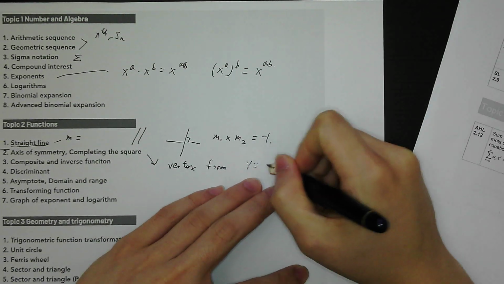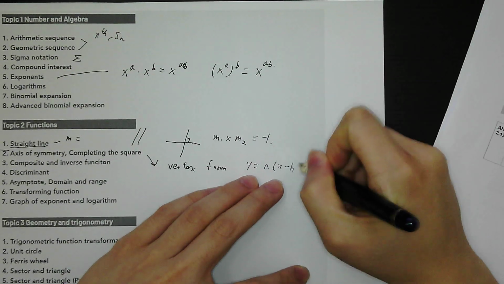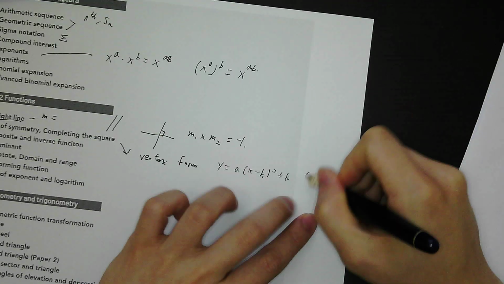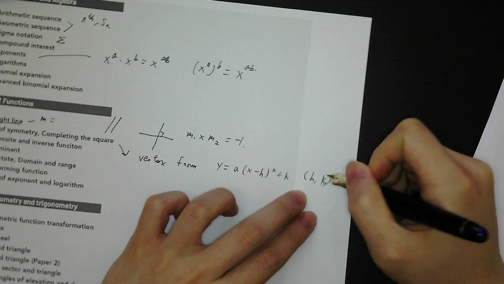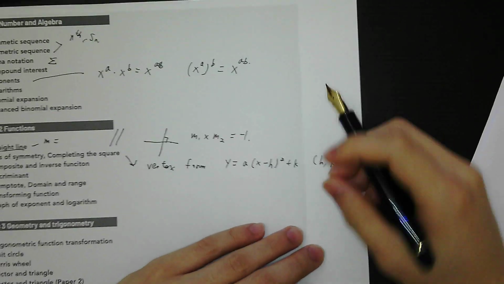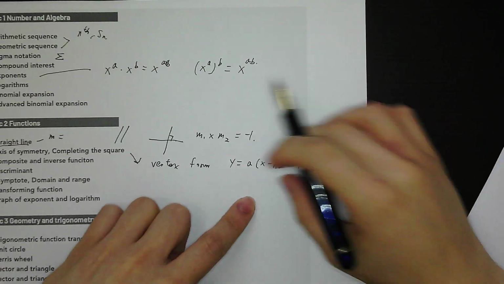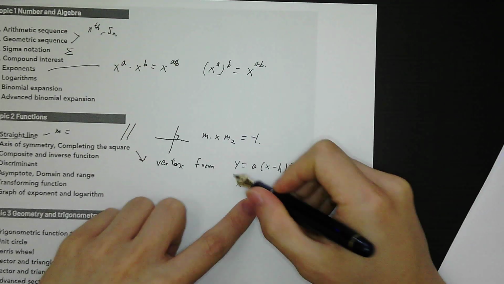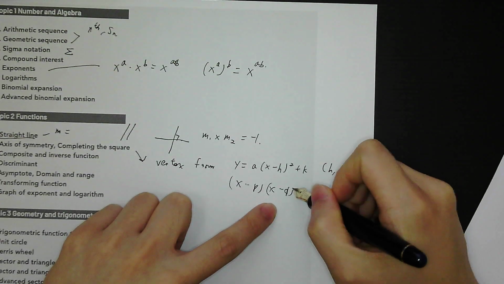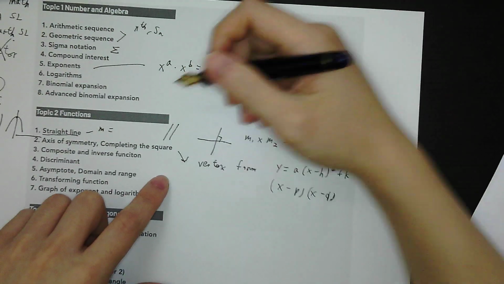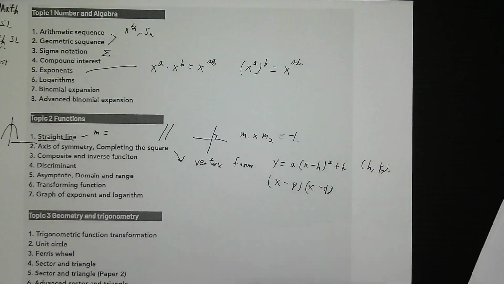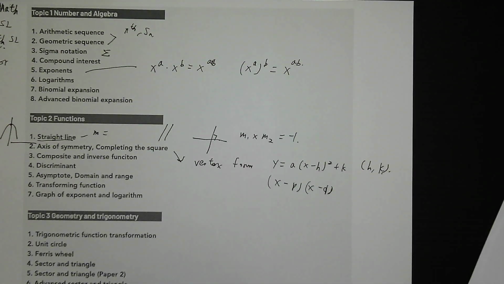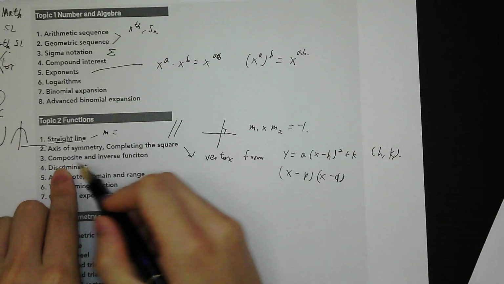So the form is like a(x − h)² + k, where h and k are the x and y coordinates of the vertex. But not only for this form, we also cover the root form, a(x − p)(x − q), where p and q are the roots of the function. And note 3 is for composite and inverse functions.